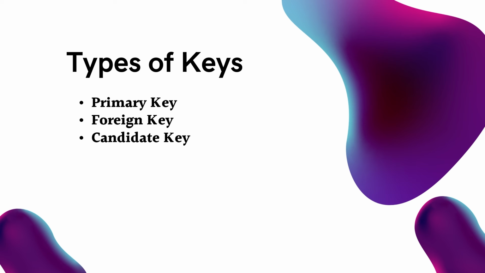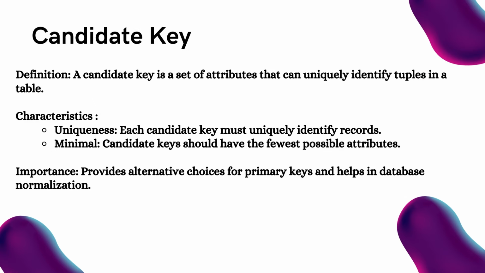Now here comes the third slide, which says what are the types of keys. So there are broadly three types of keys: primary key, foreign key, and candidate key. Let me start with candidate key. So candidate key is a set of attributes that uniquely identifies rows in a table, which means it is such a column which can uniquely identify your row in the table.